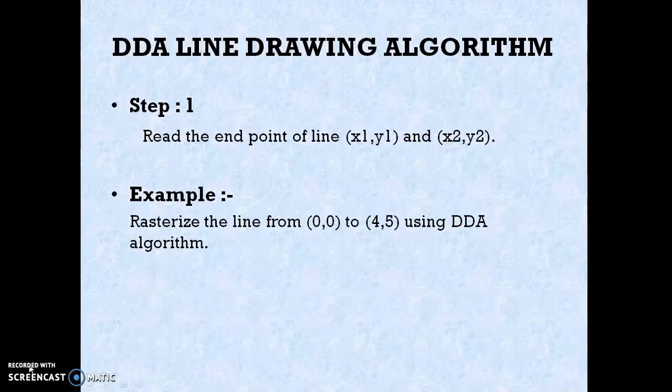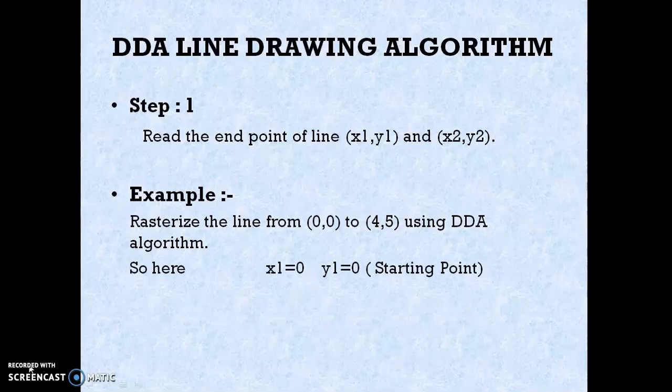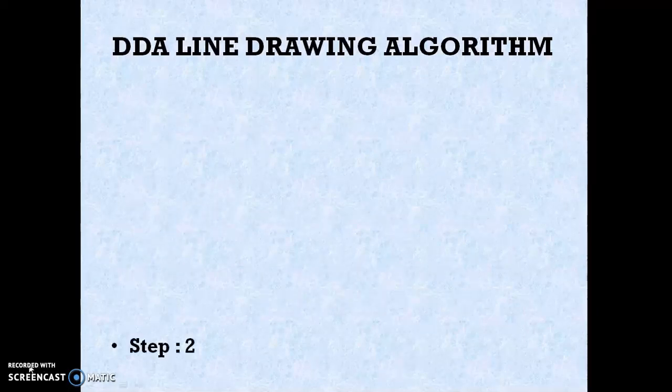Rasterize the line from 0, 0 to 4, 5 using DDA algorithm. So here x1 is equal to 0 and y1 is equal to 0. It is also known as the starting point. And x2 is equal to 4 and y2 is equal to 5. It is also known as the ending point. Now come to step number 2.